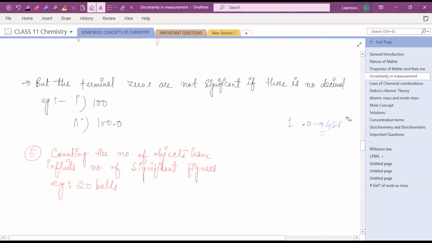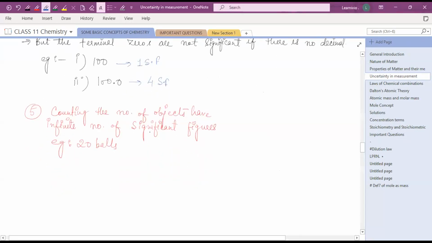Okay, just remember this rule. So 100, how many significant figures? Only one. This is 100.0, so how many significant figures? The terminal zero will be counted. This is the terminal zero, the end zero, and this will also be counted as a significant one. So four significant figures.